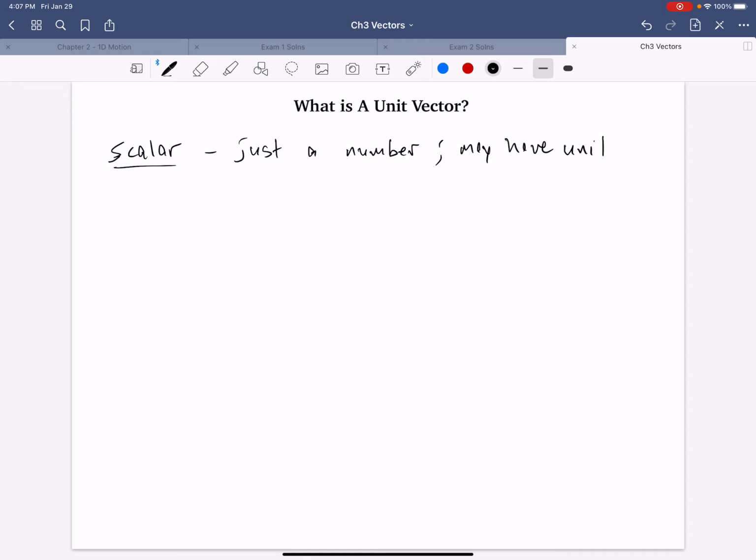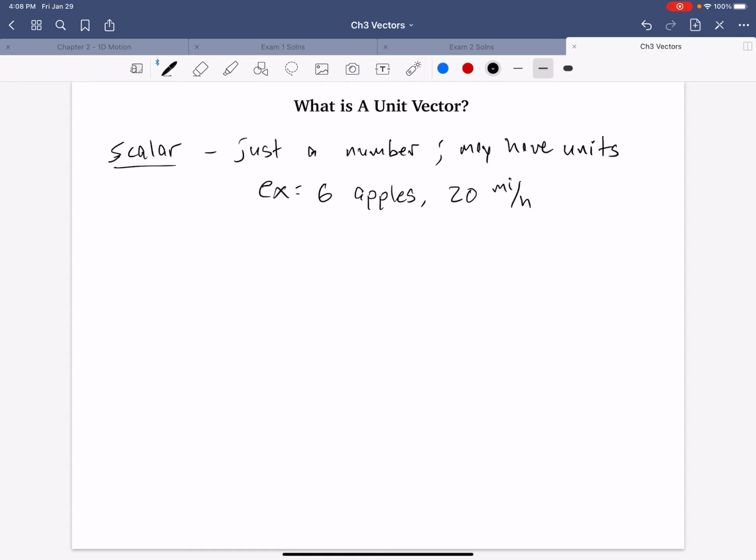So an example would be, well, you may have 6 apples. You can have 10 pencils, you can have 1 drink. You can be traveling or moving at 20 miles per hour. Those are all scalars. So, examples: 6 apples or 20 miles per hour. Those are all examples of scalars.